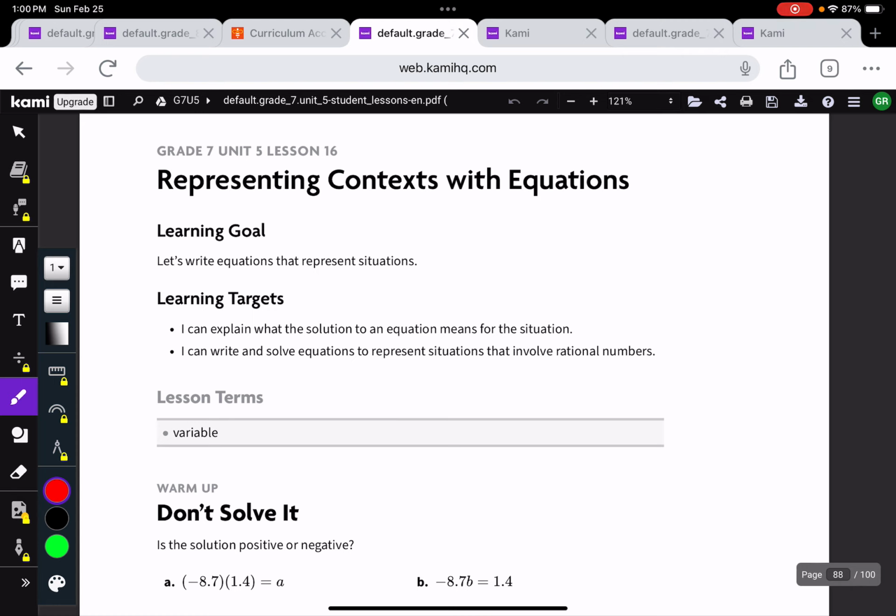We're going to do lesson 16. If you haven't already, hit pause on this and get out your binder. Open up to lesson 16. When you're ready to rock, hit unpause.